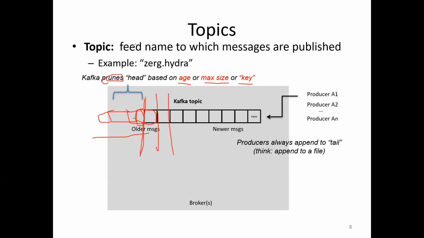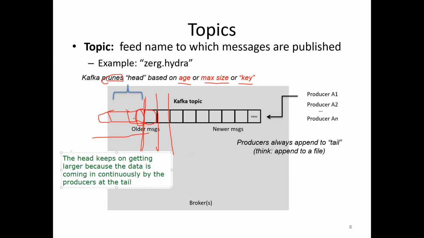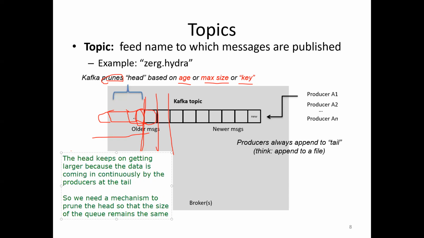Okay? So here I'll just write it down again. The head keeps on getting larger because the data is coming in continuously by the producers at the tail. So we need a mechanism to prune the head so that the size of the list, the size of the queue, remains the same. Again, I can't have a very large queue, so I need to prune the head.